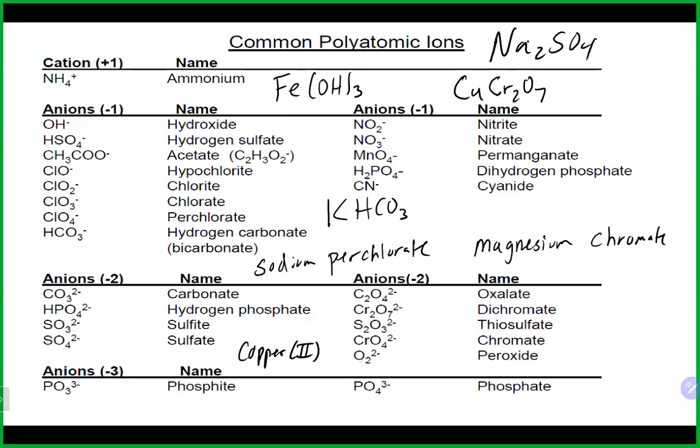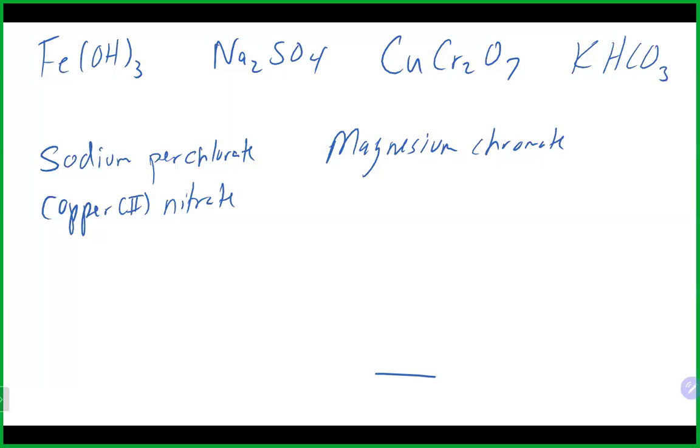Let's do copper 2 nitrite. All right. So names and then some formulas. So we'll look at the first one here. So I see a metal and I see a polyatomic ion.